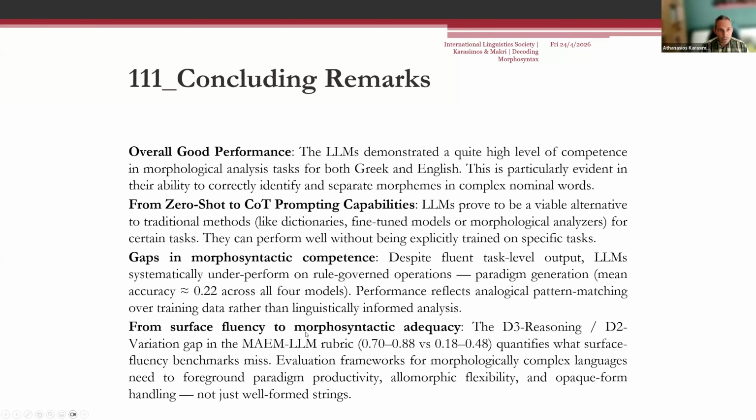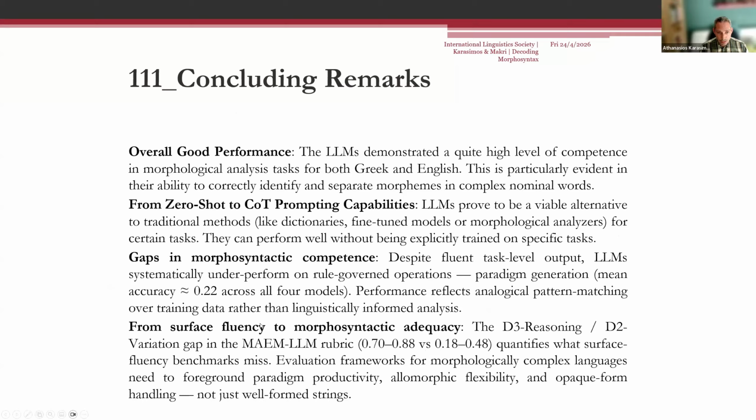So to conclude, the overall performance shows that the LLMs demonstrate quite a high level of competence in morphological analysis tasks for both Greek and English. We saw that from zero-shot to chain-of-thought prompting, the system proved to be a valuable alternative to traditional methods, and they can perform well without being explicitly trained on specific tasks, thanks to very careful prompting.